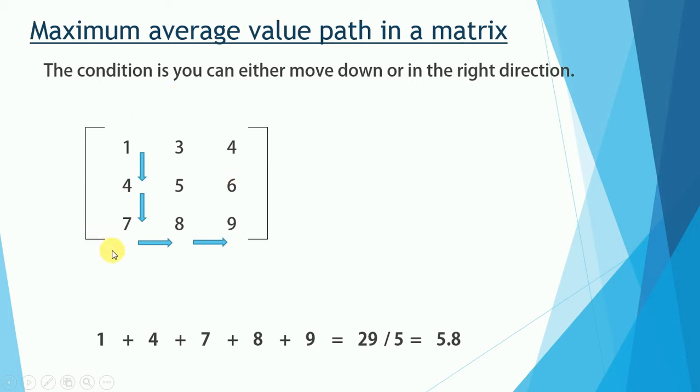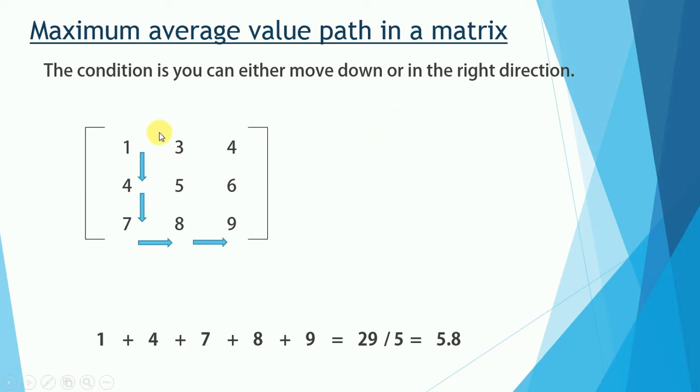Now the path shown over here is the path with the maximum average value. The maximum average which is coming out is 5.8 because the sum of the numbers along this path is going to be 29. There are 5 numbers. 29 divided by 5 gives you 5.8.